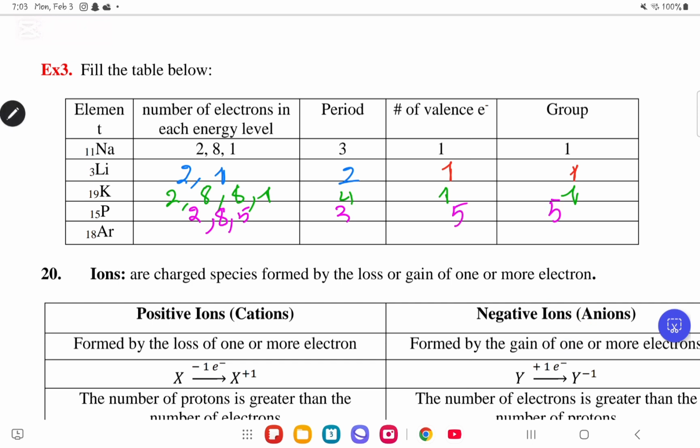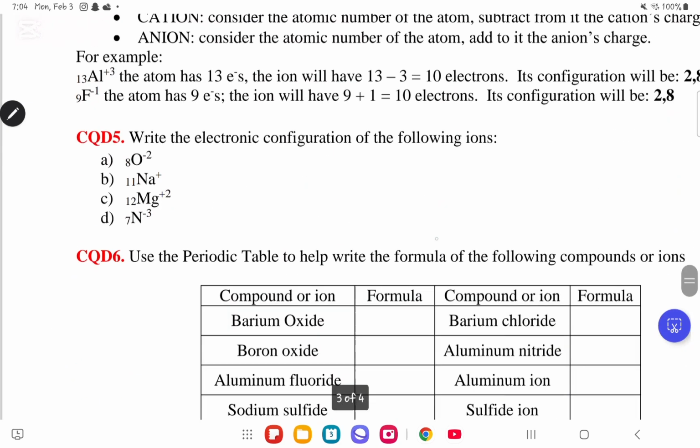Okay, and then finally for argon, it's gonna be 2, 8, 8. It's a noble gas because it has 8 valence electrons. So then it's gonna be in period 3. So if you look, it's in row 3. It's gonna have 8 valence electrons, and it is in group number 8.